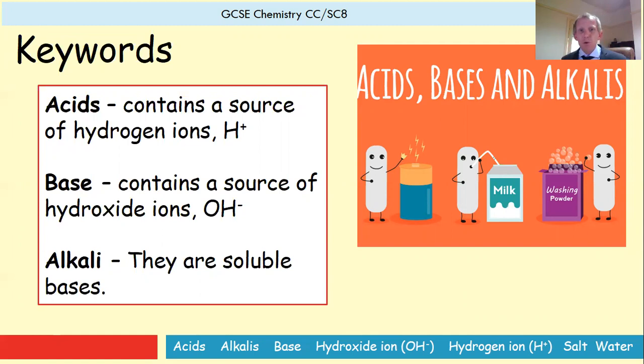And you can see on the pack book we've got now a nice big red box surrounding our keywords of acids, bases and alkalis with their definitions. So an acid is something that contains a source of hydrogen ions. A base is something that contains a source of hydroxide ions, OH- ions. And alkalis are soluble bases. Alkalis are a base that if you put it into water, it will dissolve. Okay, so pause the video now, guys. Quickly copy that down, and then we'll move on.